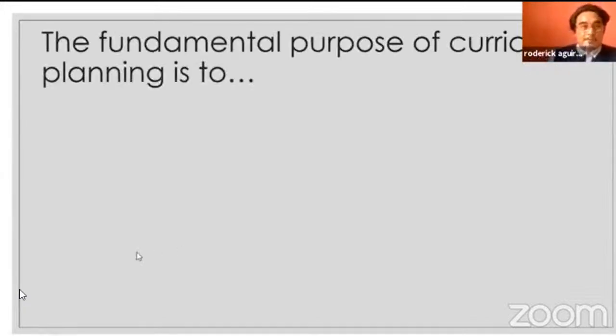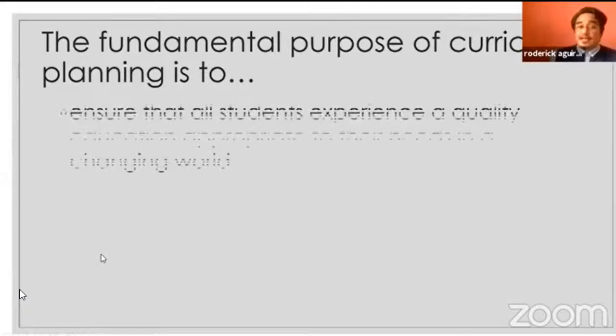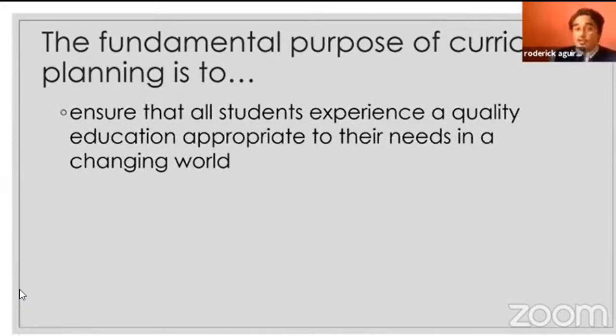All right. Now, the fundamental purpose of curriculum planning is to, one, ensure that all students experience a quality education appropriate to their needs in a changing world. Now, one thing that you need to consider in developing your online materials and your modules right now would be the results of the literacy level of our students, which was published last year. Most of our students in the Philippines may have basic reading skills, but they may have not acquired critical reading skills.